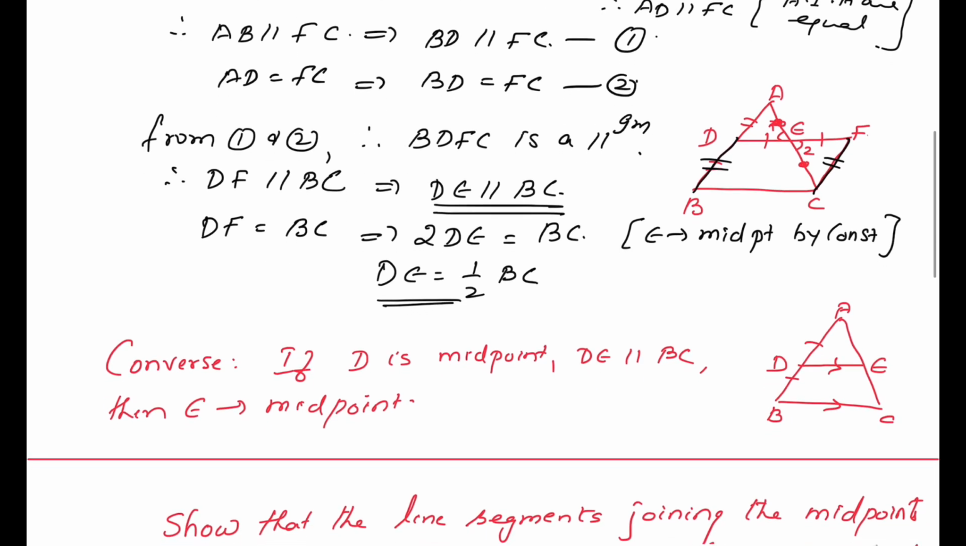So, it is a very important question. Practice it 2-3 times. Now, the converse of this midpoint theorem is: if one of the midpoints is given, either D or E, and it is also given that DE is parallel to BC, then you can say the other point is the midpoint. That is, if D is the midpoint given and DE is parallel to BC, then E is a midpoint.